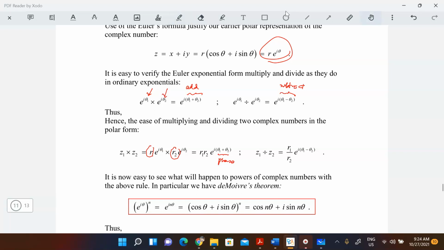So same thing when you do division. Division is just an inverse operation of your multiplication. So what you do in this particular case, the absolute part gets divided, and then the phase will just get subtracted.